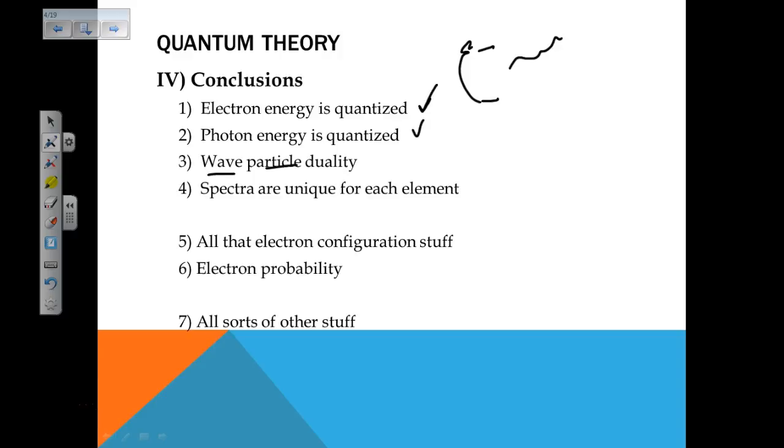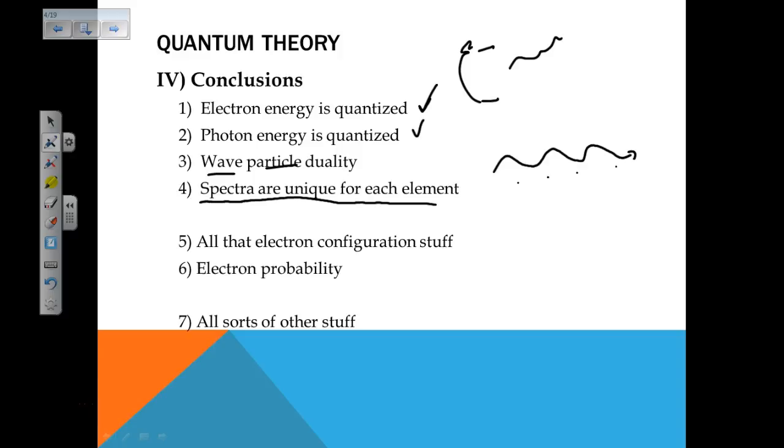Another thing is wave-particle duality. We're going to see that electrons behave as a wave. They can move as a wave, or they can travel as particles, and we kind of choose which one suits our needs at this level. We're like, hey, it can be a particle. Great, done. And the other thing, and we're going to do an experiment about this, is that each element has a unique spectra.